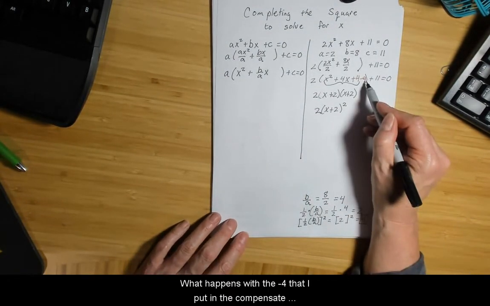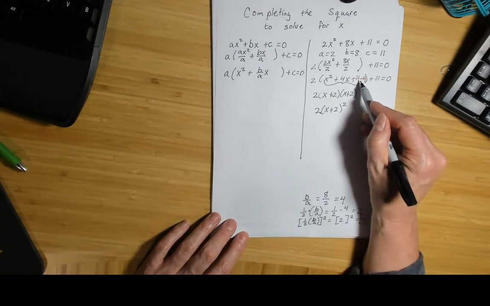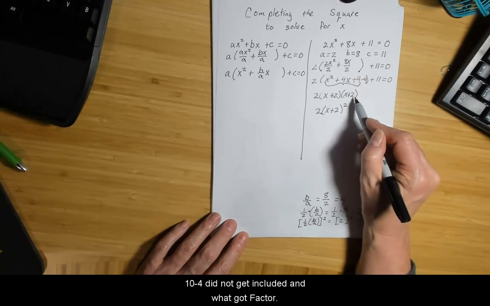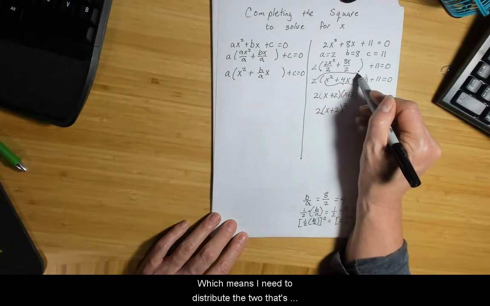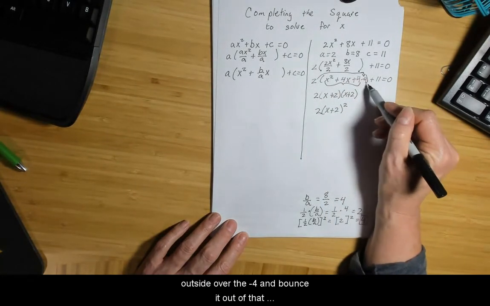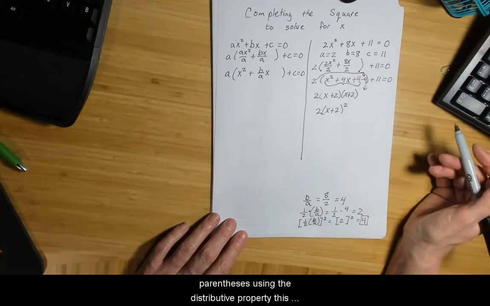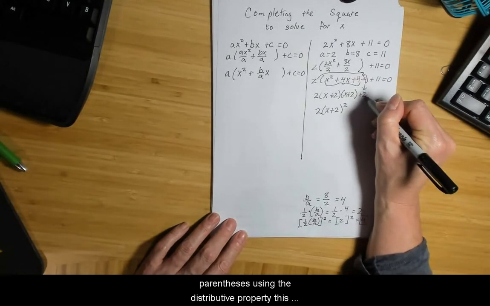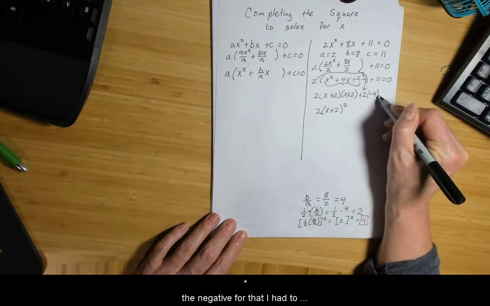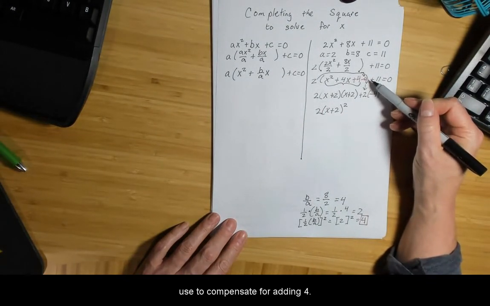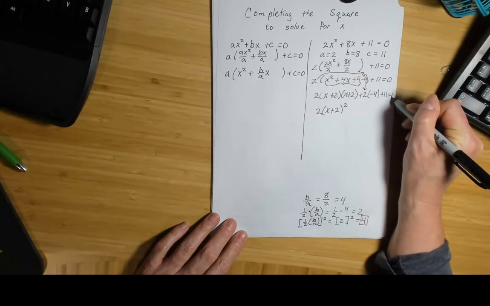What happens with the minus 4 that I put in to compensate for the plus 4? The minus 4 did not get included in what got factored, which means I need to distribute the 2 that's outside over the minus 4 and bounce it out of that parentheses using the distributive property. This becomes 2, my original a, times the negative 4 that I had to use to compensate for adding 4, plus the 11 that was originally there, equal to 0.